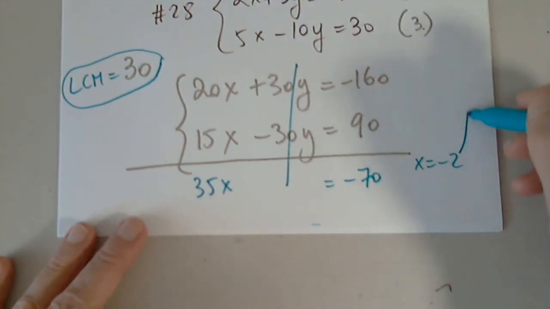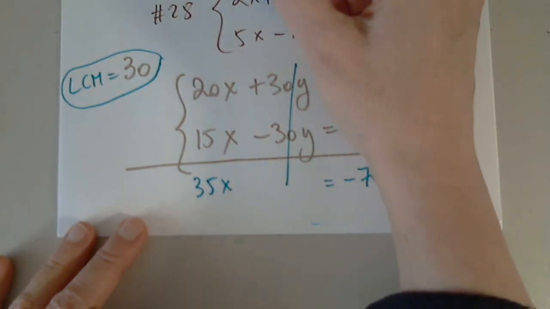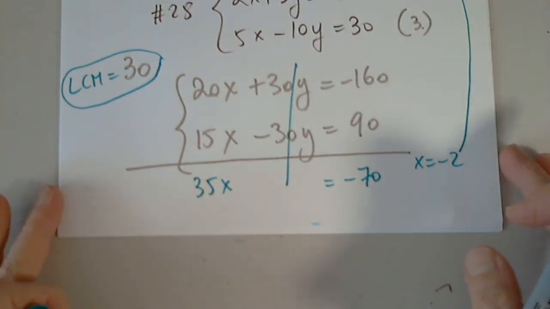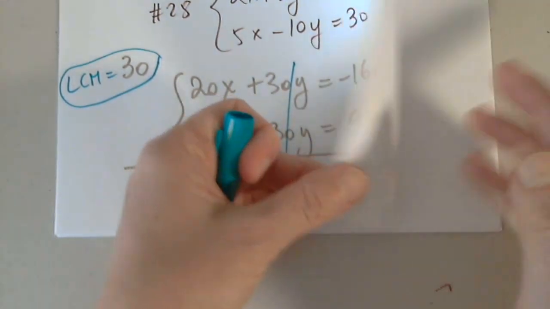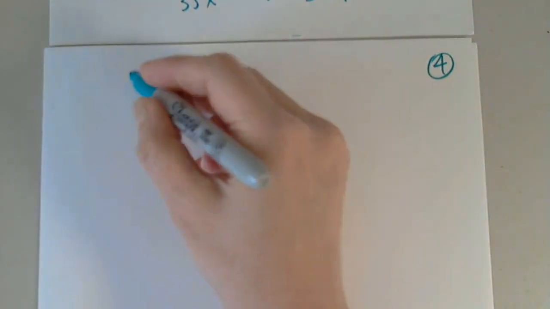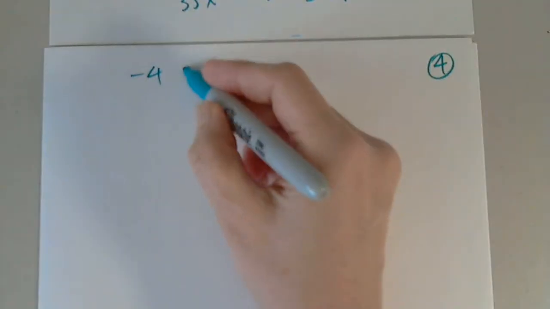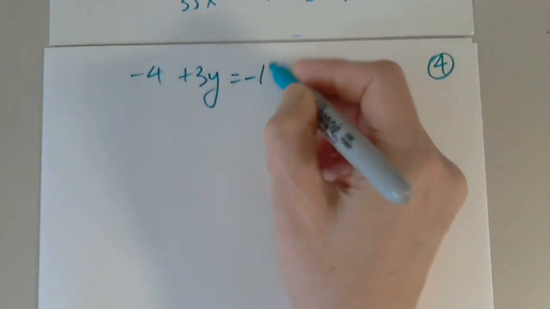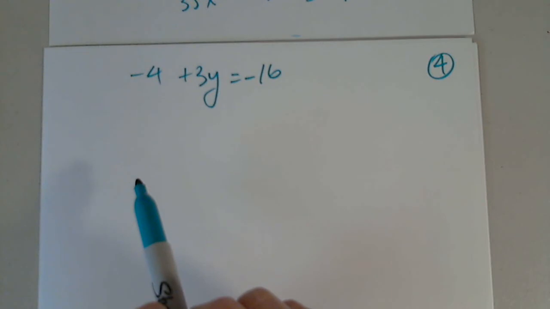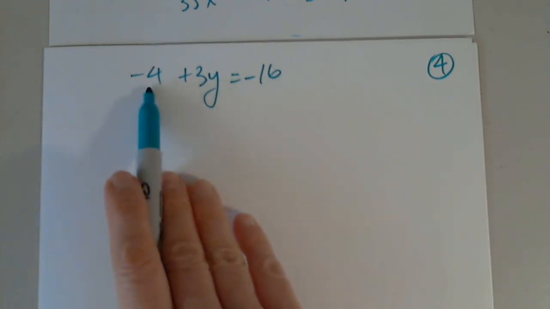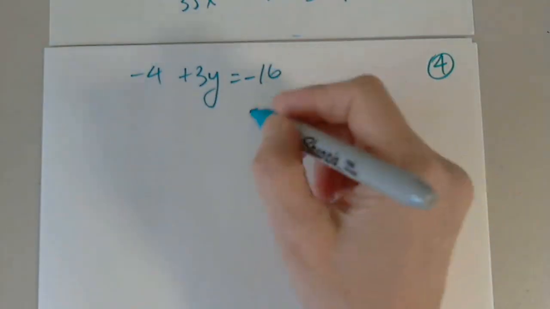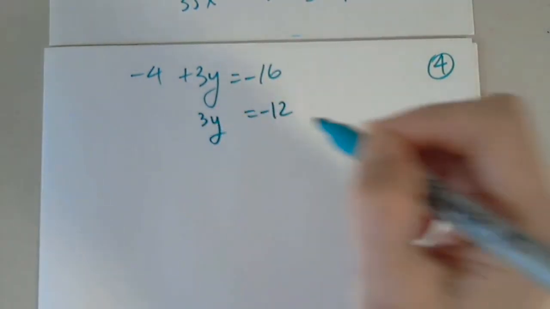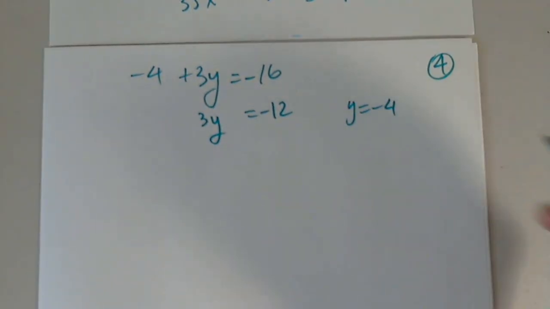Exactly like before, I go back anywhere. Let's say I go back to the first equation. 2 times negative 2, negative 4. Negative 4 plus 3y equals negative 16. When I move negative 4 to the other side, it becomes positive. Negative 16 plus 4 is negative 12. Divide, and I get y equals negative 4.